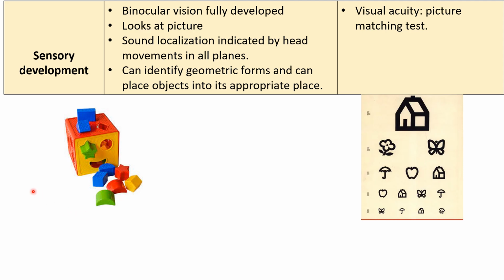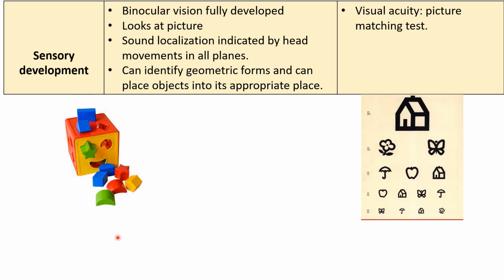The sensory development. In this age group, binocular vision is fully developed. Binocular vision means that the child is able to see with both eyes. The child looks at a picture when you are showing. Sound localization is indicated by head movement in all planes. You need to make some sound and you can see that the child will look to that area by turning the head. They can identify geometric forms and can place objects into their appropriate place.